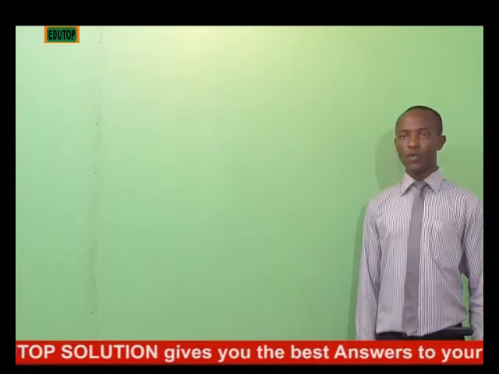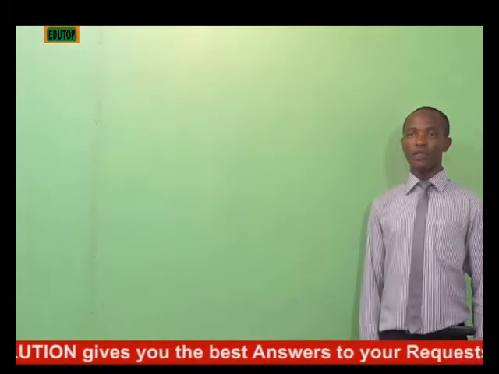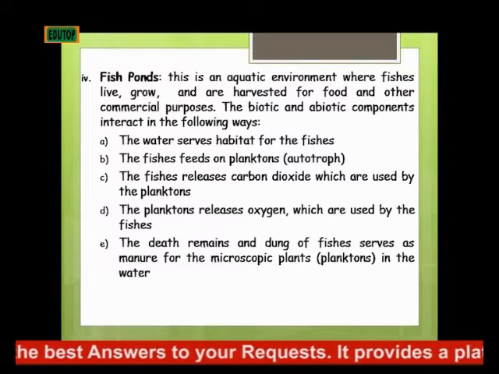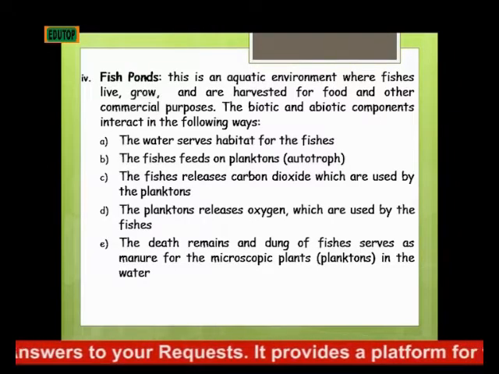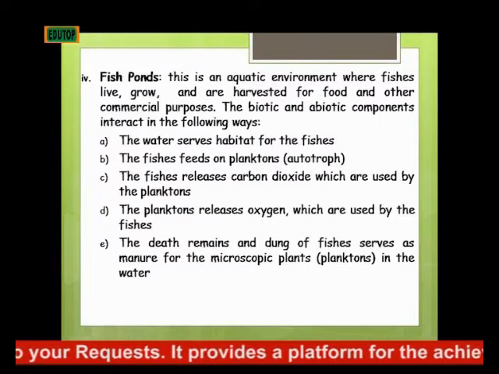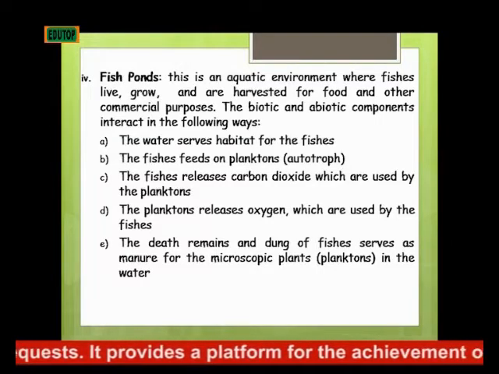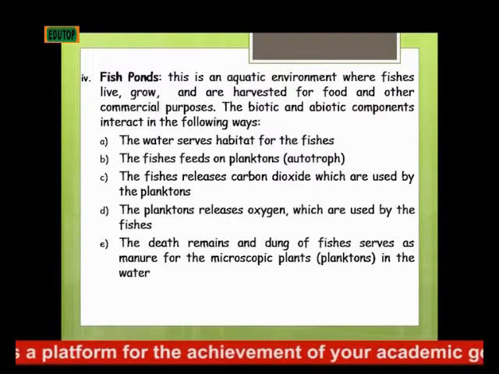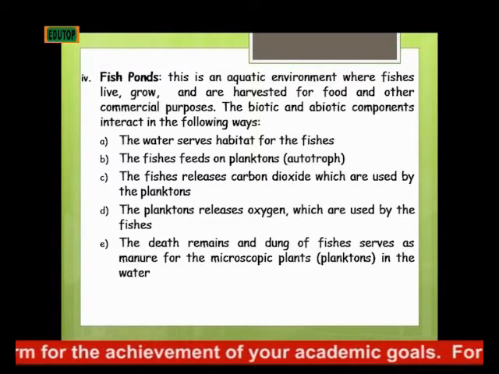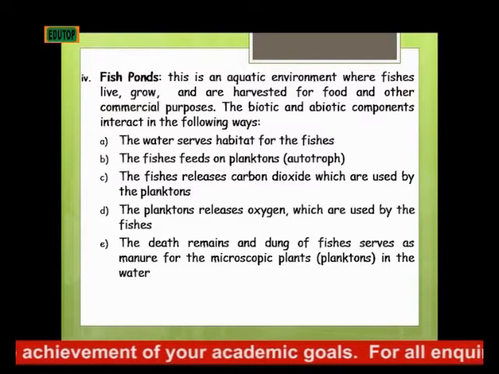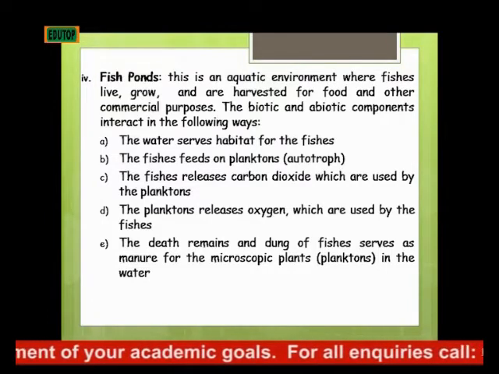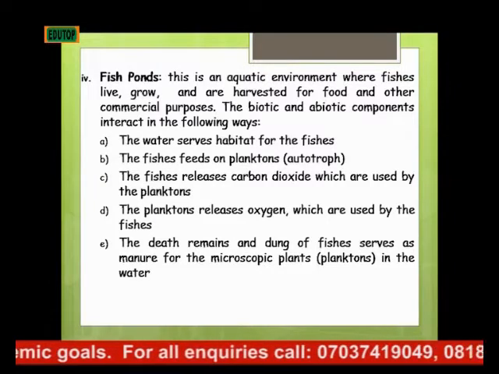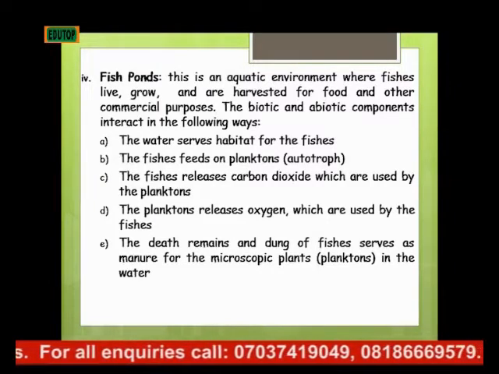And then the fourth interaction is the fish pond. This is an aquatic environment where fishes live and grow and also are harvested for food and other commercial purposes. The biotic and the abiotic components interact in the following ways. The water serves as habitat for the fishes. The fishes feed on planktons, which are autotrophs, that is, they are capable of producing their own food.